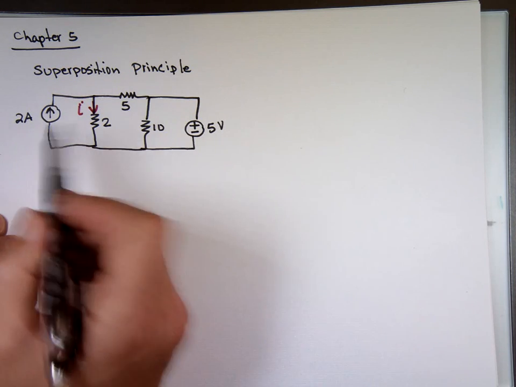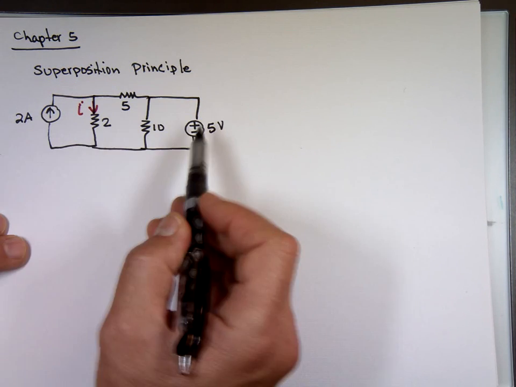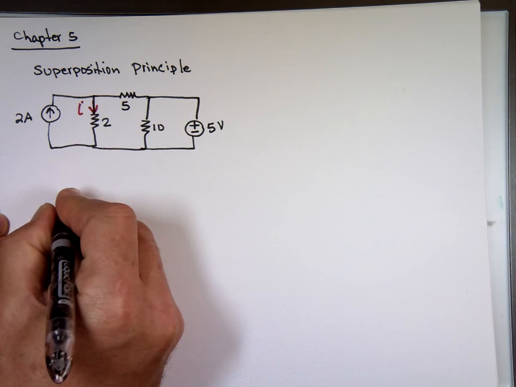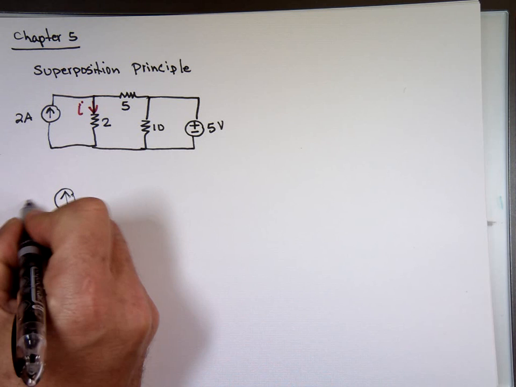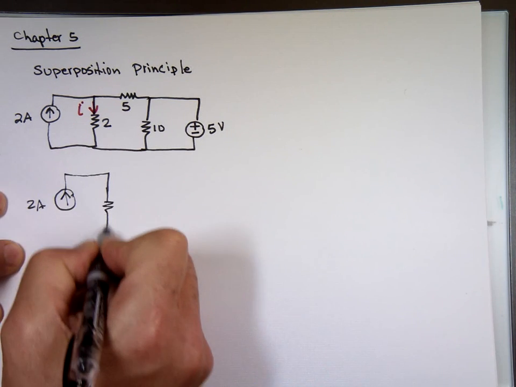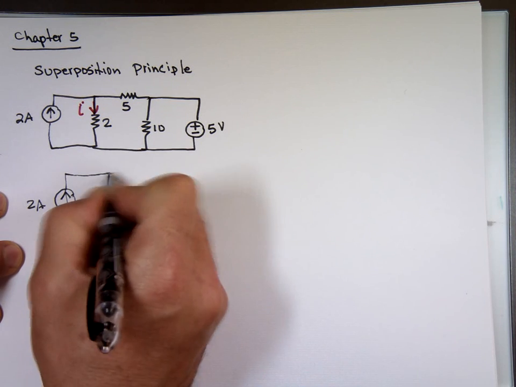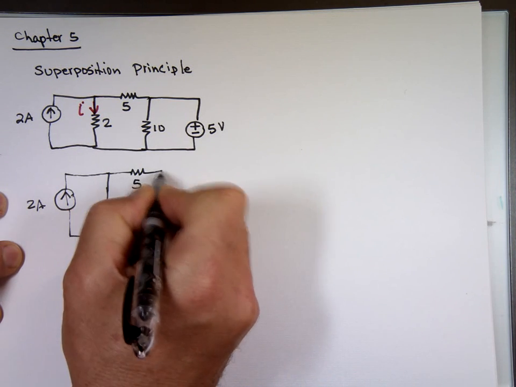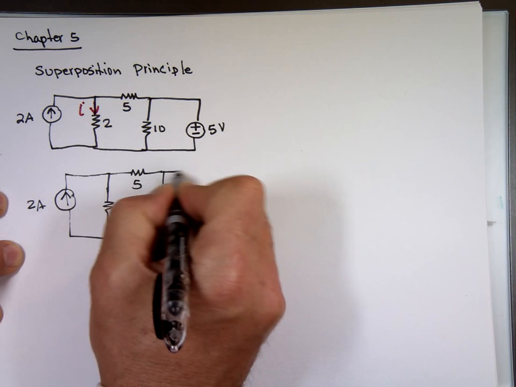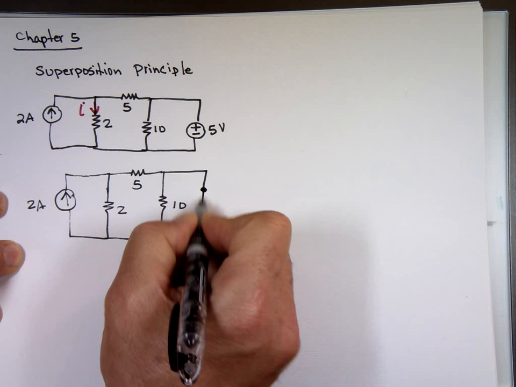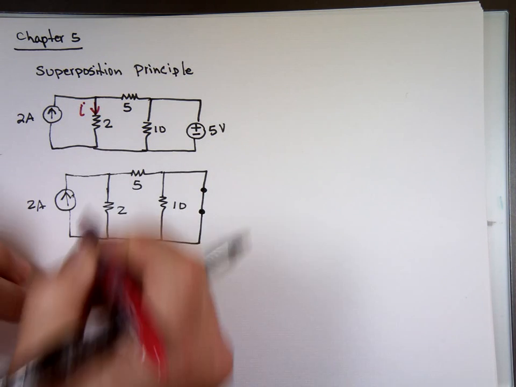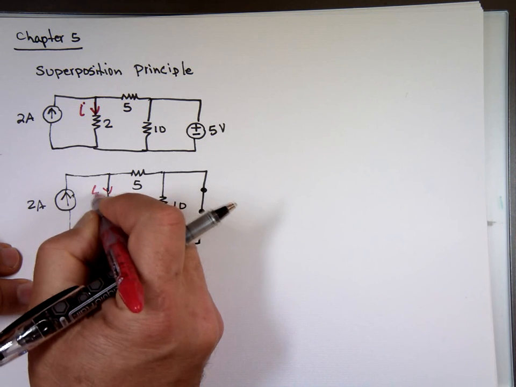Superposition says, you know what? If you want to find the current through this, do it for this source and that source, as two separate problems. Find the current due to the first source only. And we need to kill the voltage source. When you kill a voltage source, you make it a short circuit. So we'll call this current I sub 1, or I due to source 1.